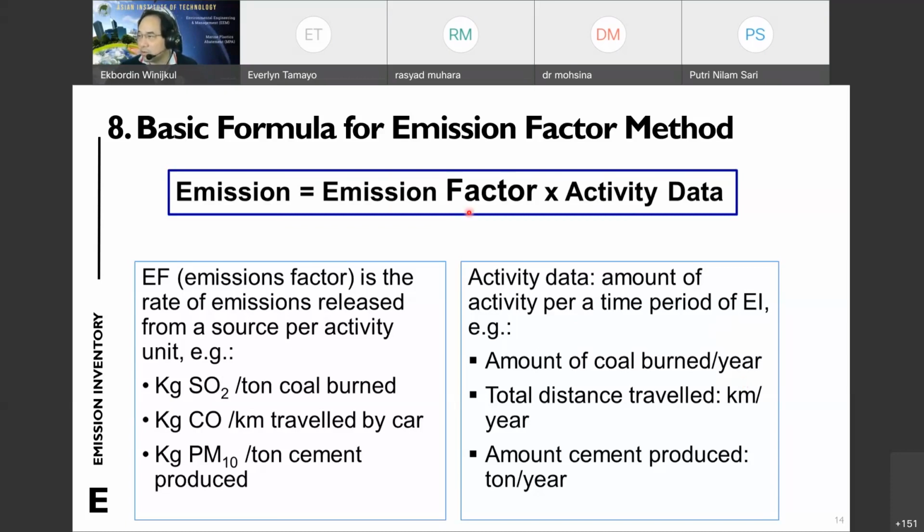And then you can see that these two pieces of information need to be in the same scale, in corresponding units. For example, if your emission factor is in terms of kilograms of sulfur dioxide per ton of coal burned, then the activity data that you collect needs to be in terms of the amount of coal burned per year. And when you multiply these two together, the emission comes out in terms of kilograms of sulfur dioxide per year, right? The same goes for kilograms of CO2 per kilometer traveled by car, which needs to be multiplied with the activity data of total distance traveled in kilometers per year.